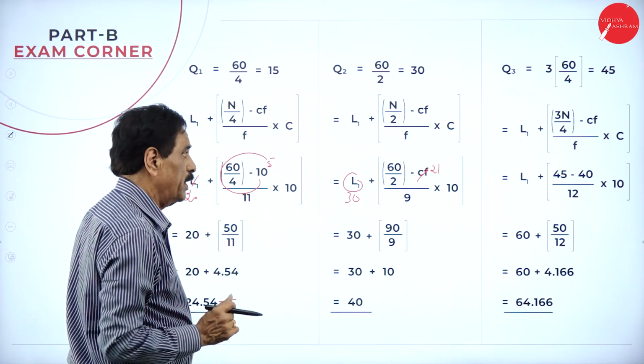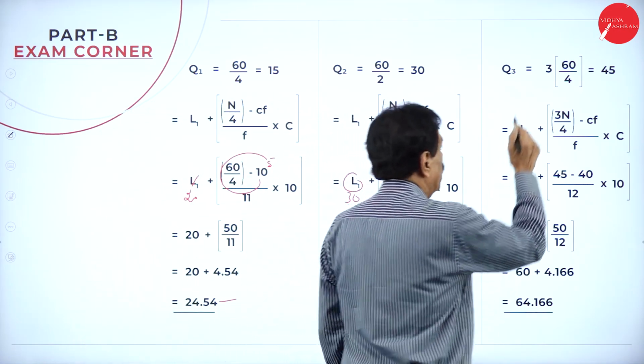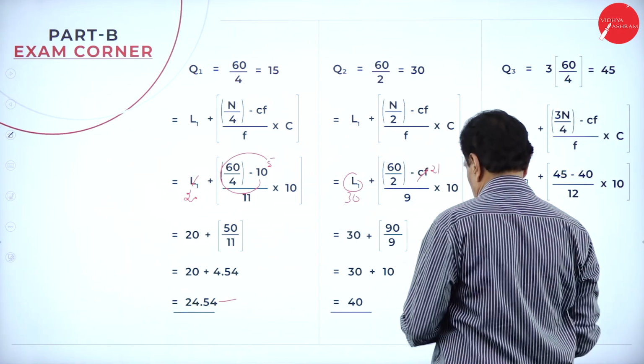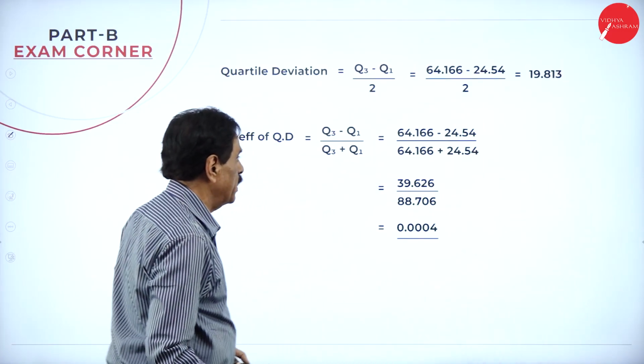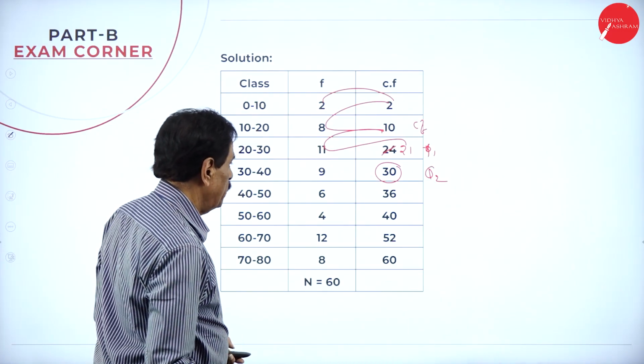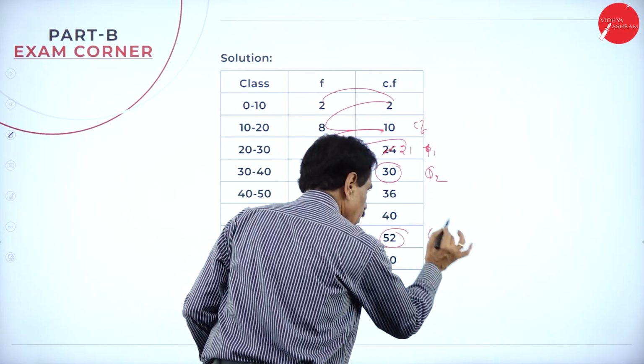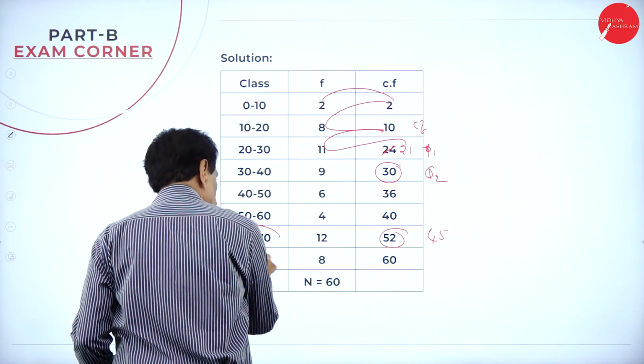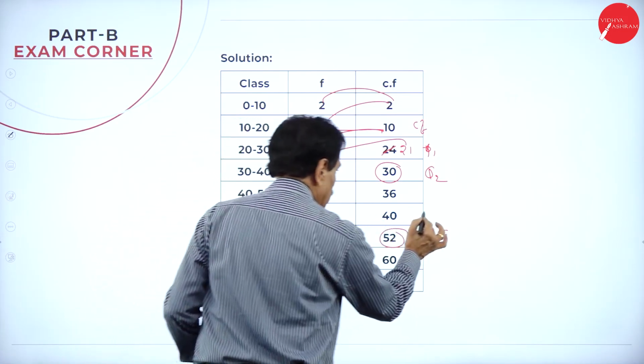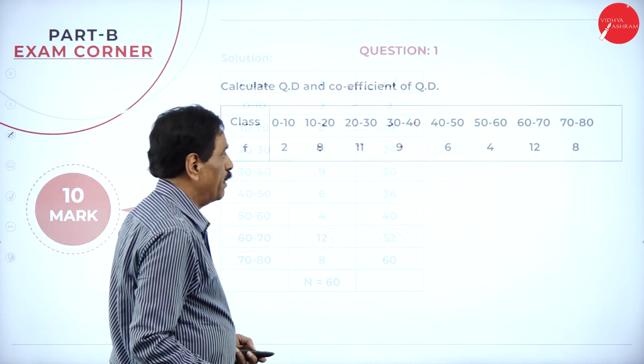It comes to 40. Come back to Q3. 3 into 60 by 4 is 45. Find 45 in the CF. It will come under 52. This is the range, this is the frequency, this is the CF. Apply.